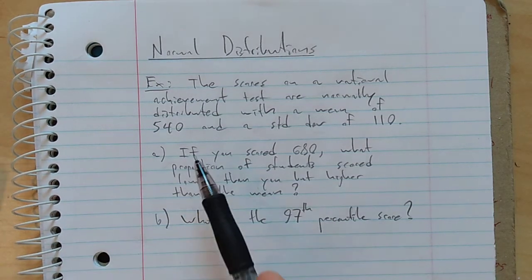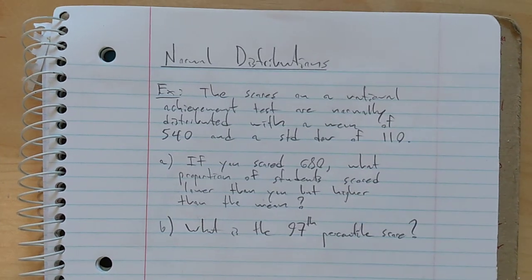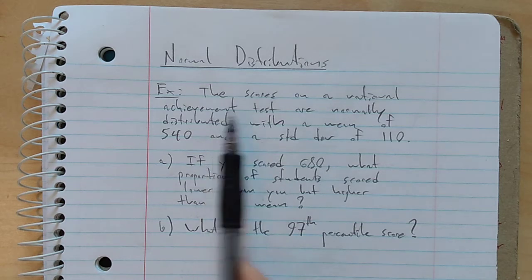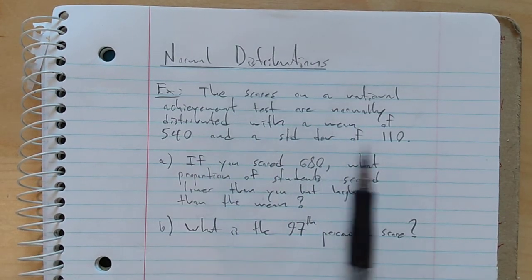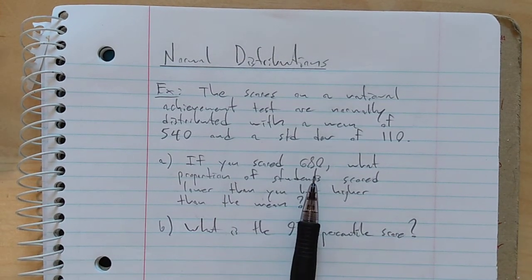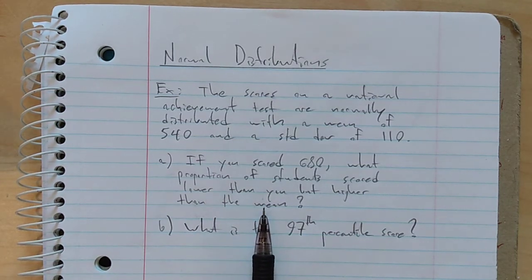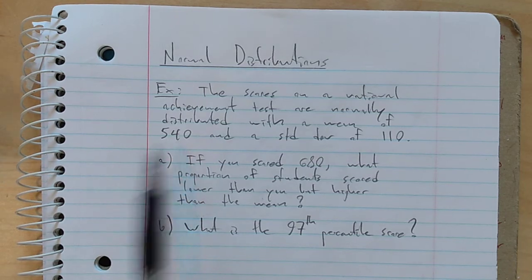Let's do a quick example of another calculation using the normal distribution and z-table. So here we go. The scores on a national achievement test are normally distributed with a mean of 540 and a standard deviation of 110. So let's say you scored 680. What proportion of students scored lower than you but higher than the mean? So between your score, 680, and the mean score, 540.